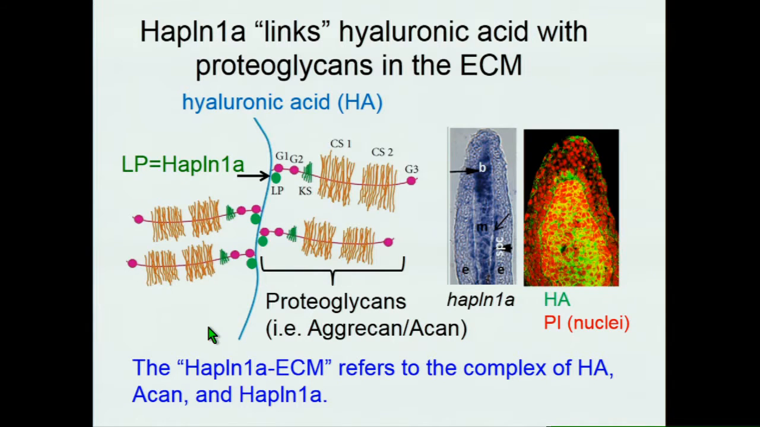Okay, a second gene I'll tell you about today is called Hapln1a, which is a link protein. Link proteins link the glycosaminoglycan hyaluronic acid with proteoglycans in the extracellular matrix, such as Acan. So link proteins, or Hapln1a, stabilize the aggregate of hyaluronic acid and Acan.